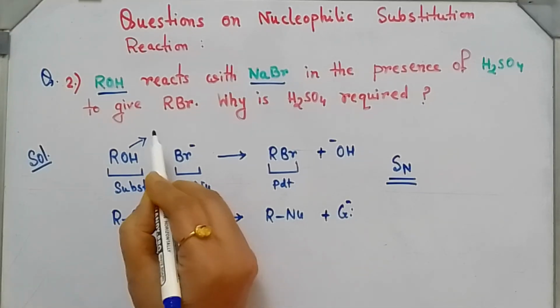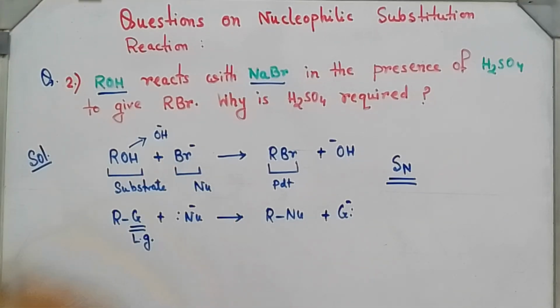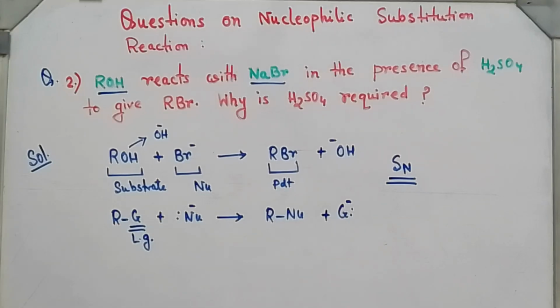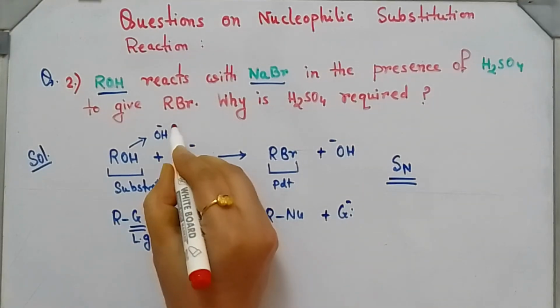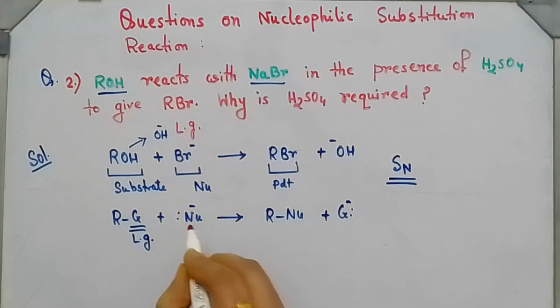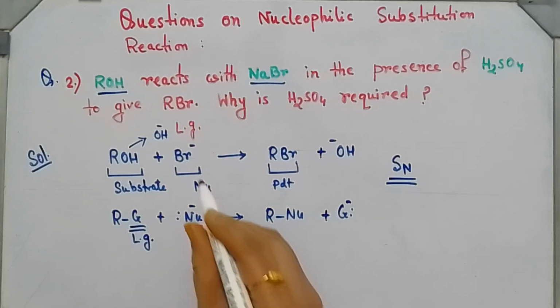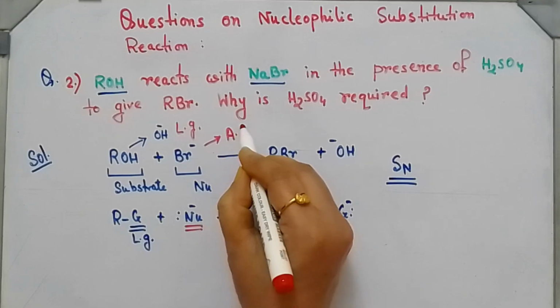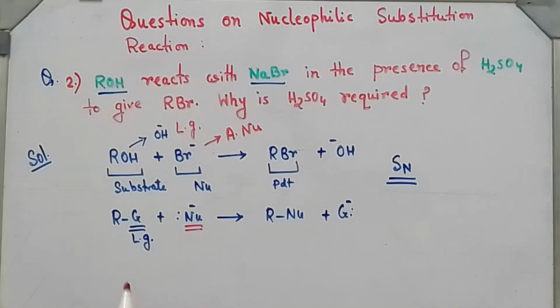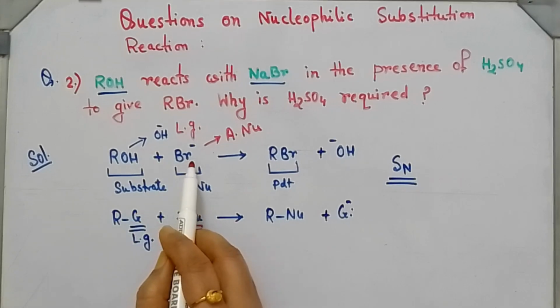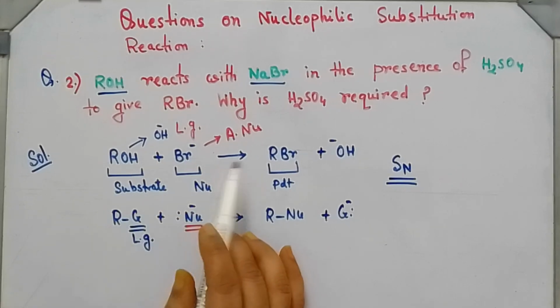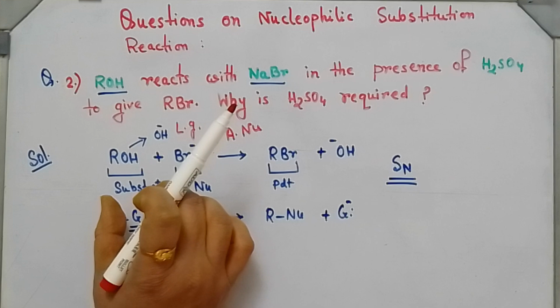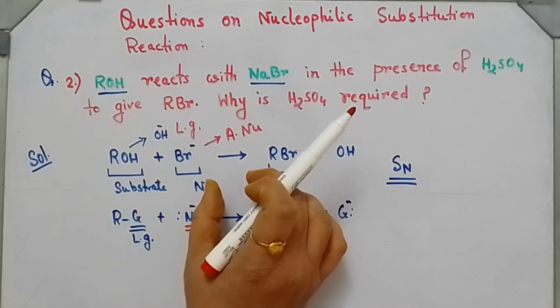So here OH minus is the leaving nucleophile. OH minus is the leaving group, and this is the attacking nucleophile. So Br minus is the attacking nucleophile. Both OH minus and Br minus are nucleophiles, but one is the leaving nucleophile, and the other is the attacking nucleophile.